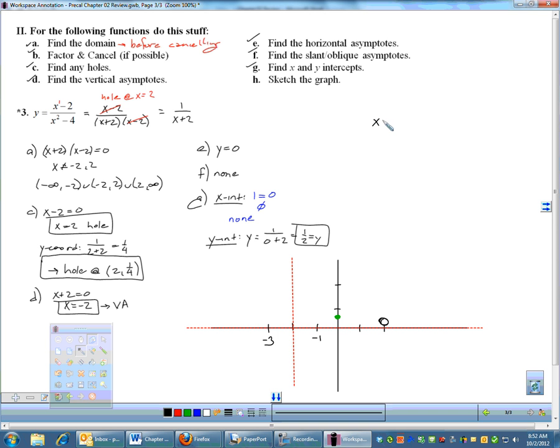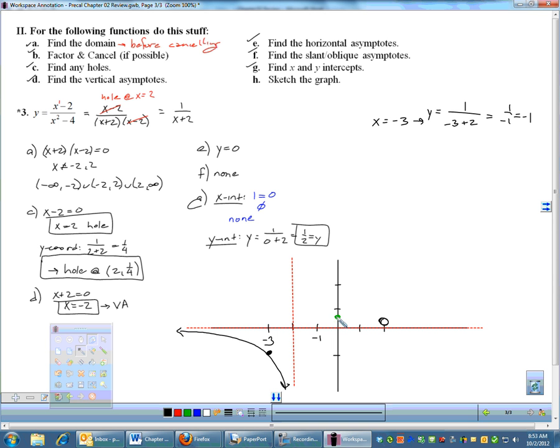And I'm going to plug that in real quick, and I'll plug into the reduced form. If x equals negative 3, I have 1 over negative 3 plus 2, which is 1 over negative 1, which is negative 1. And that would give me the y value. So at negative 3, my y coordinate is negative 1. So I'll plot a point there. And that's enough to let me know that my graph is following down like this on that side.